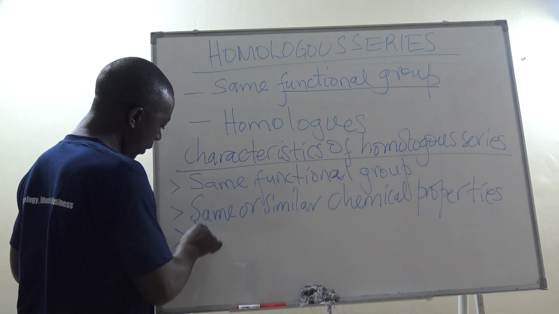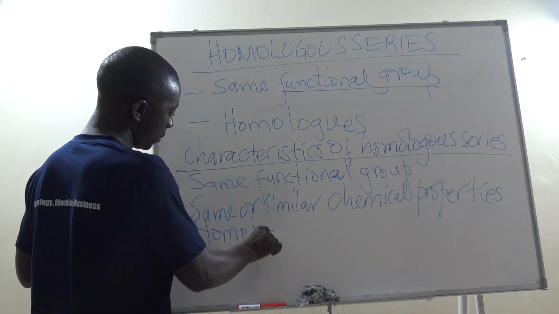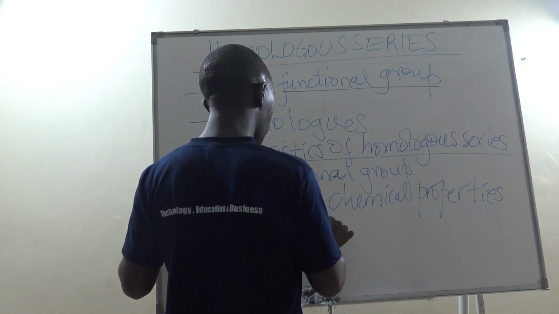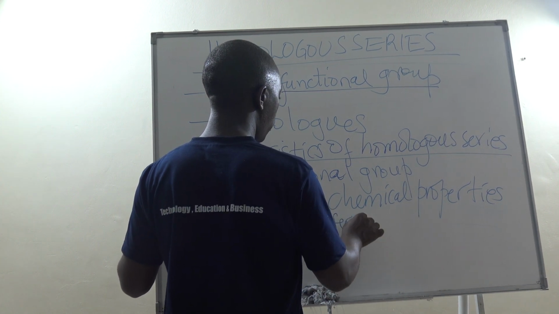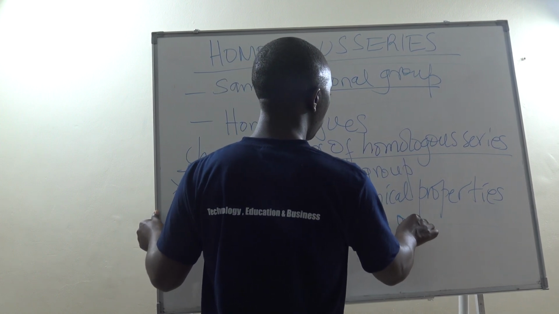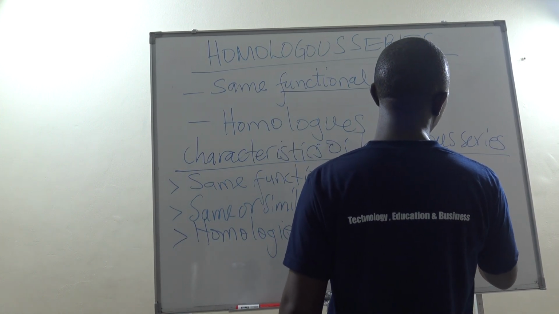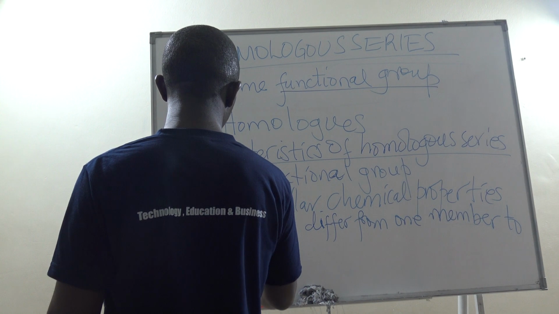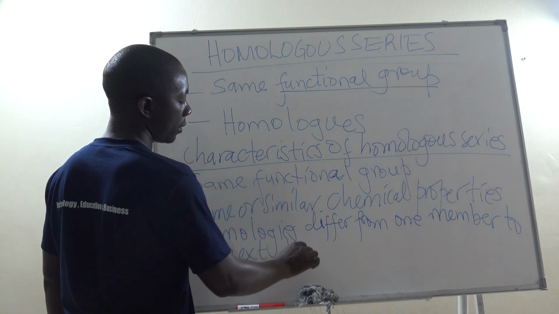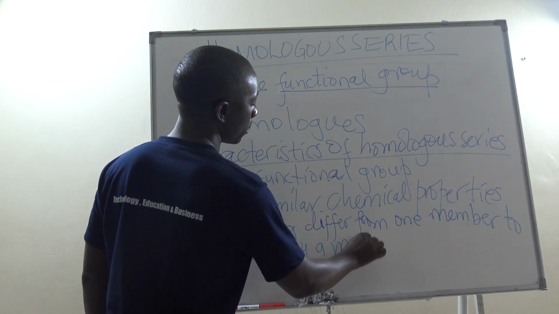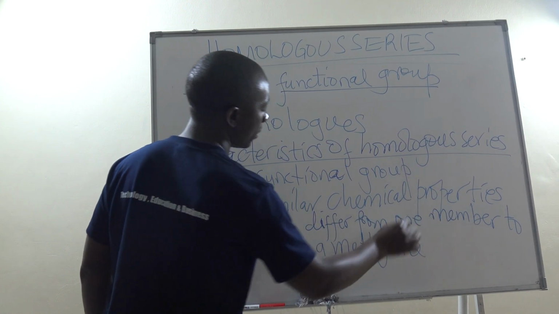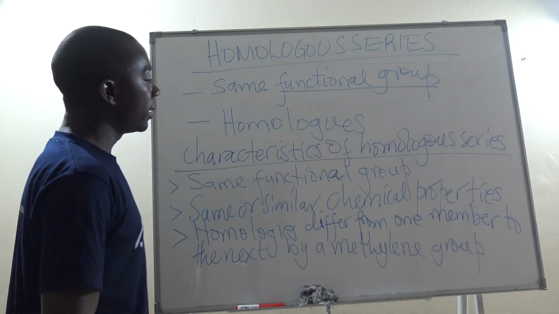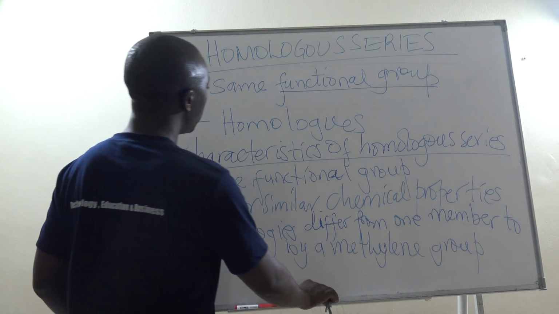Then, homologues differ from one member to the next by a methylene group. They differ from one member to another by the methylene group. Now, let us first look at what a methylene group means.